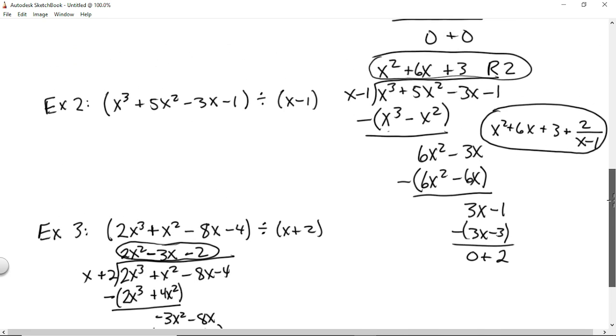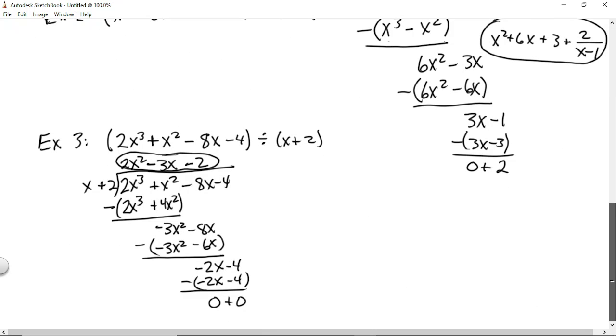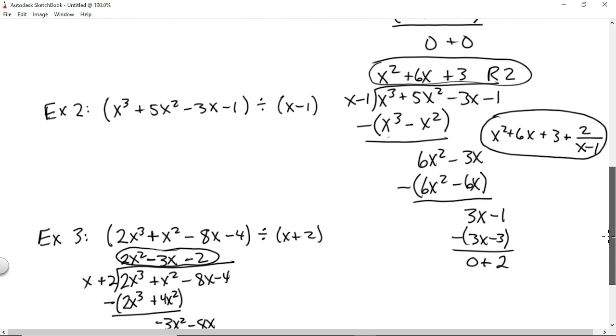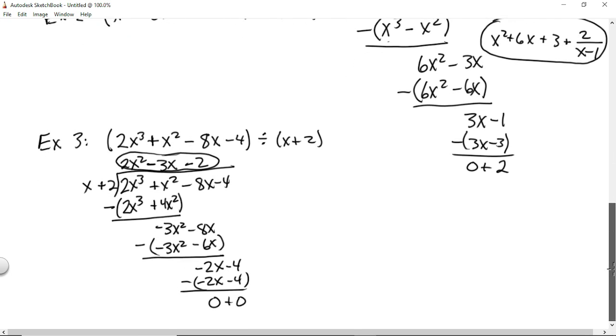So that is polynomial long division. Just a quick note, something I didn't mention was make sure when you write these down, when you write the long division out, the big polynomial has to be in descending order. Okay, so you can't mix those up. They have to be in descending order by the exponents.